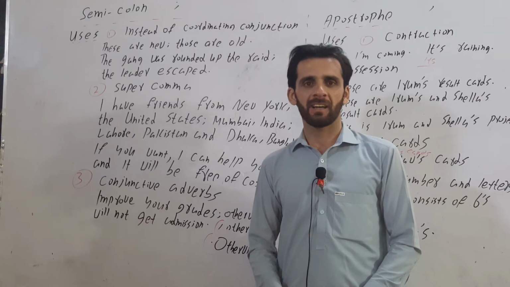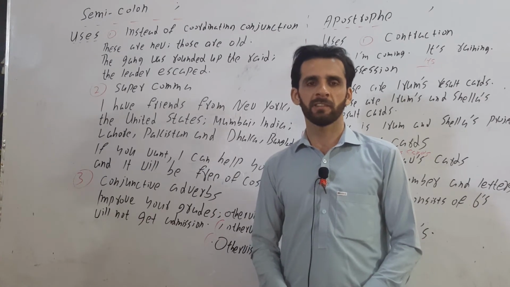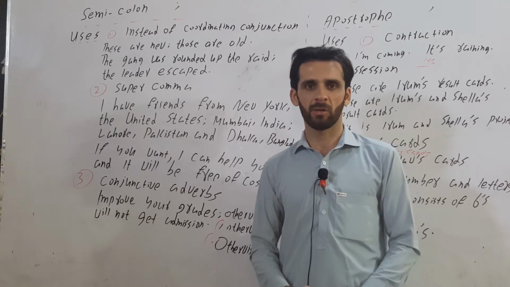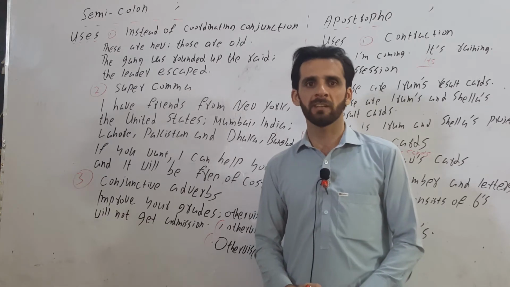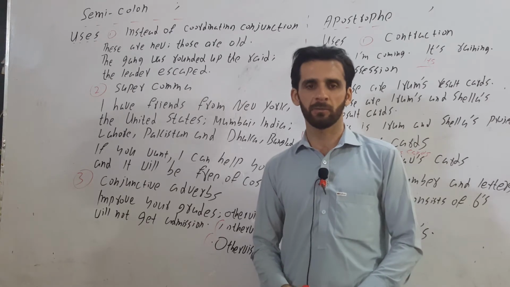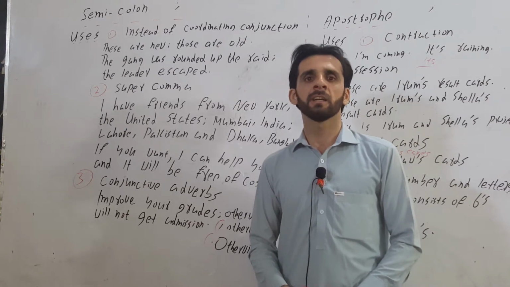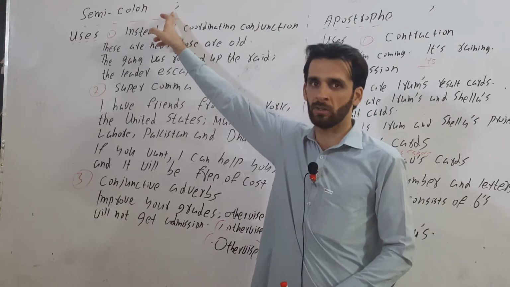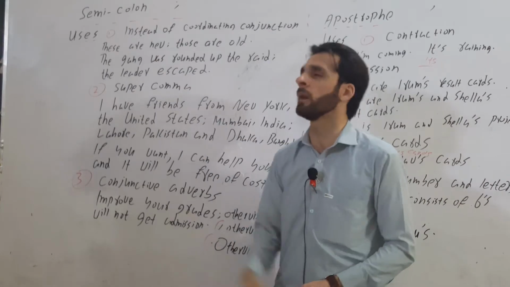In this lecture, I will discuss the uses of semicolon. Semicolon is a non-terminal punctuation mark. It is used inside sentences. Therefore, we also call it internal punctuation mark. This is the symbol: a dot, a full stop, a period, and a comma.